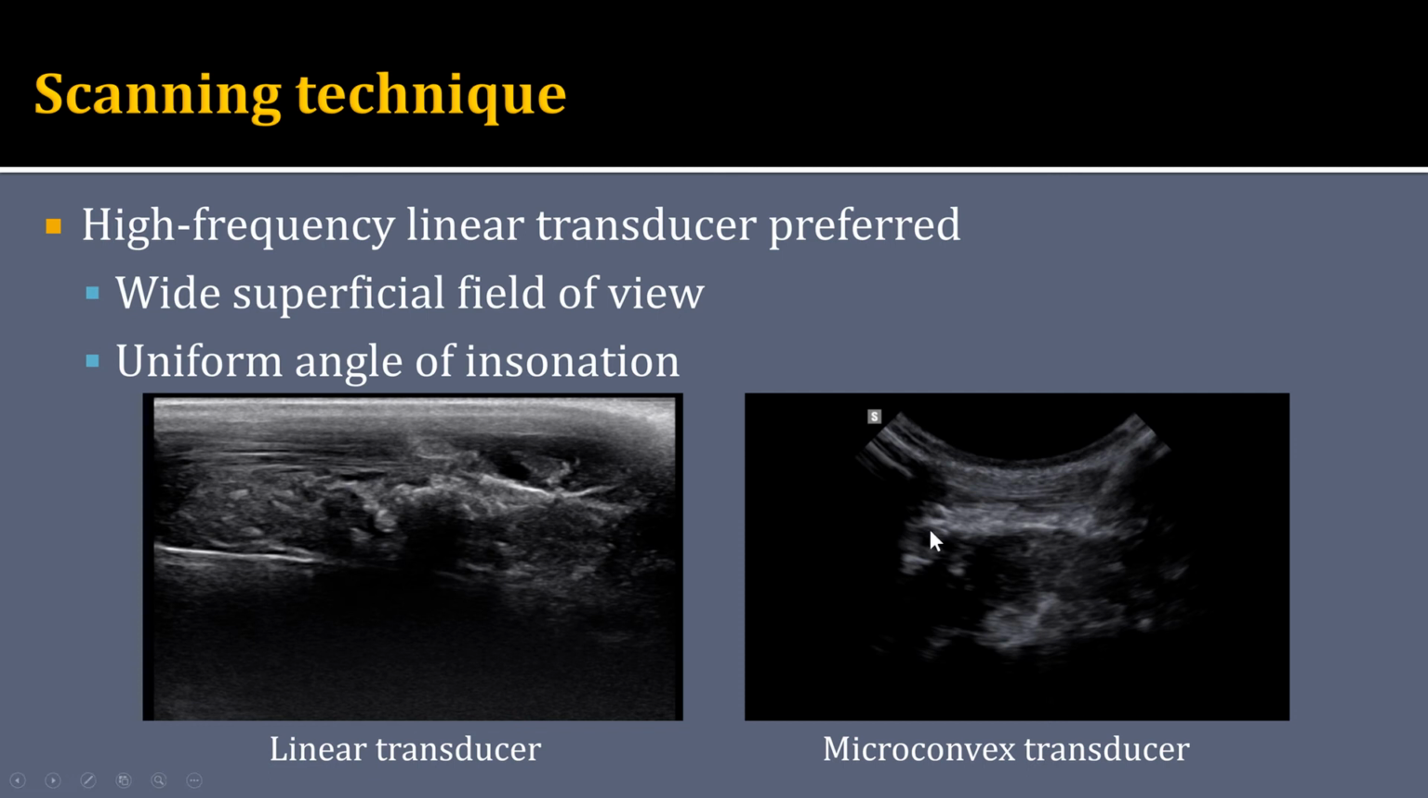Whereas the image on the right is of a microconvex transducer. If you remember, this has a sector or pie-shaped scan field of view, and because we don't have a uniform angle of inclination, we'll start to lose some drop off as we get out to the edges of our field of view. But remembering we have a smaller footprint, so we might have some benefit in certain areas.